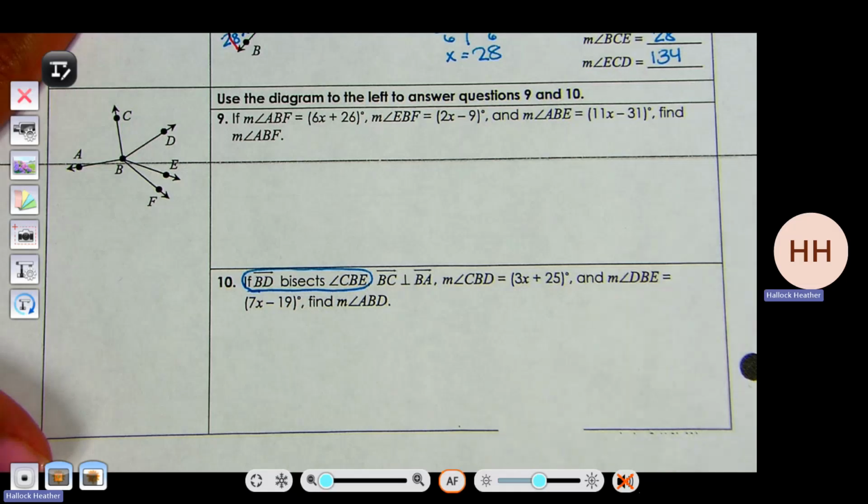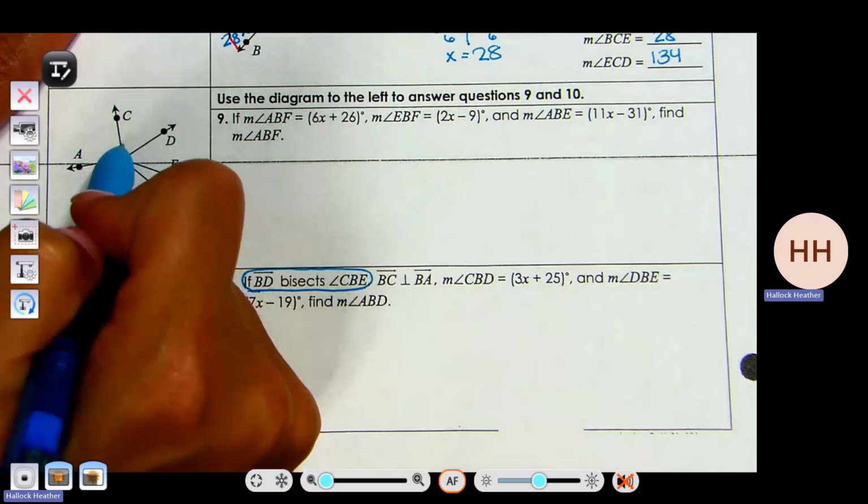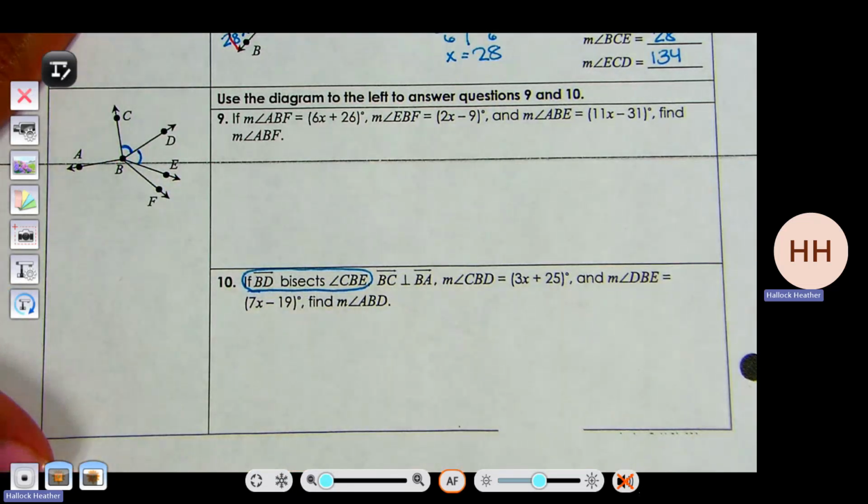Go ahead, what did you say? They're splitting it in the middle, so it's cut in half. Okay, so CBE, meaning this side and this side: if one side was 40 degrees, the other side would also be 40 degrees. It's not 40 degrees. They're equal to each other because it's being cut in half.